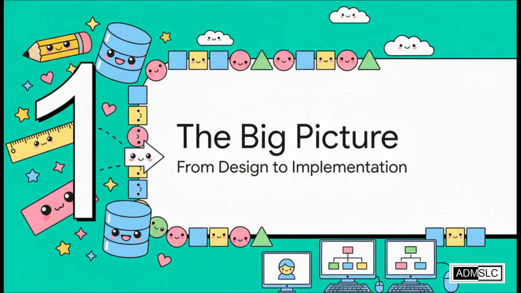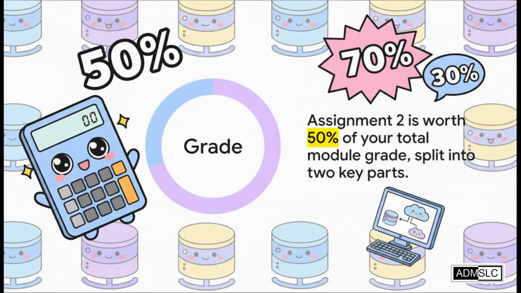Right, first things first, let's get our heads around the big picture. This assignment is really the logical next step from assignment 1. You've done the design work and now it's time to bring it to life. Now, this is a big one, so listen up. This assignment is worth a full 50%. That's half of your entire module grade.